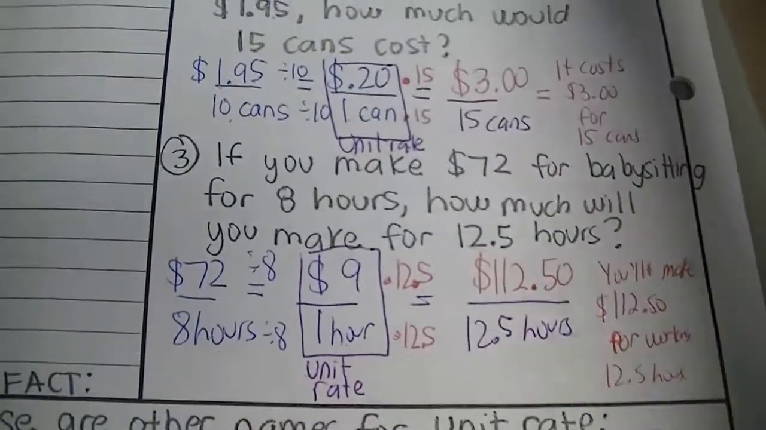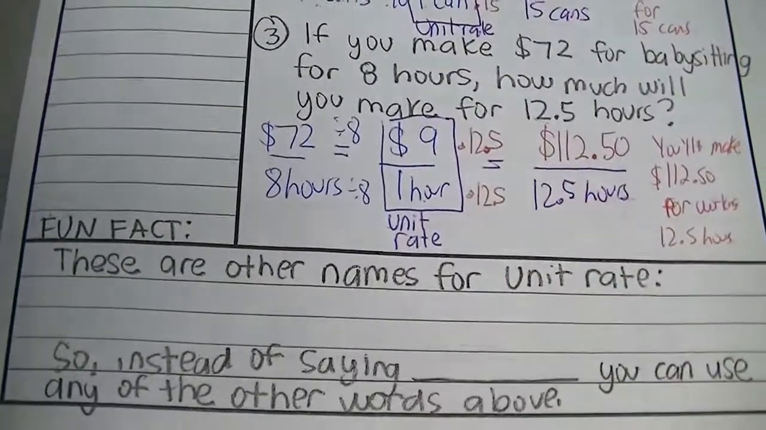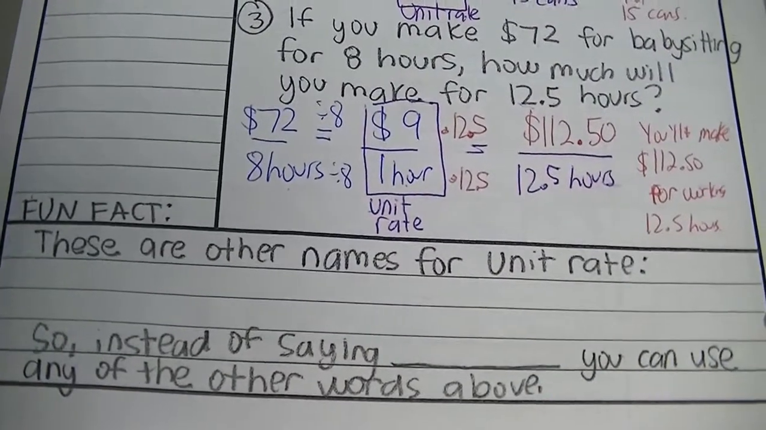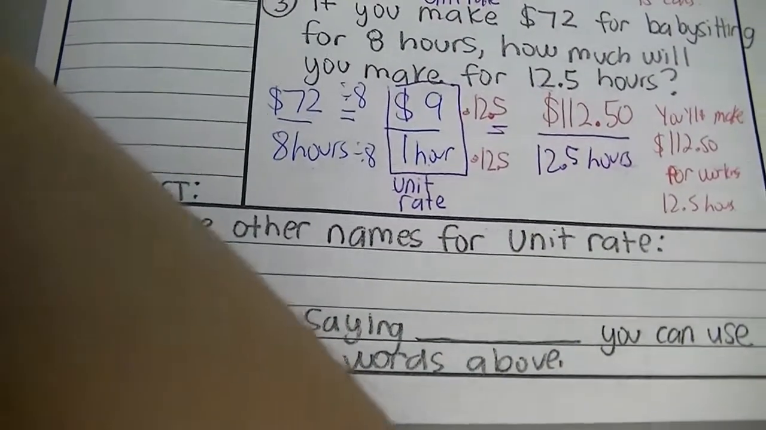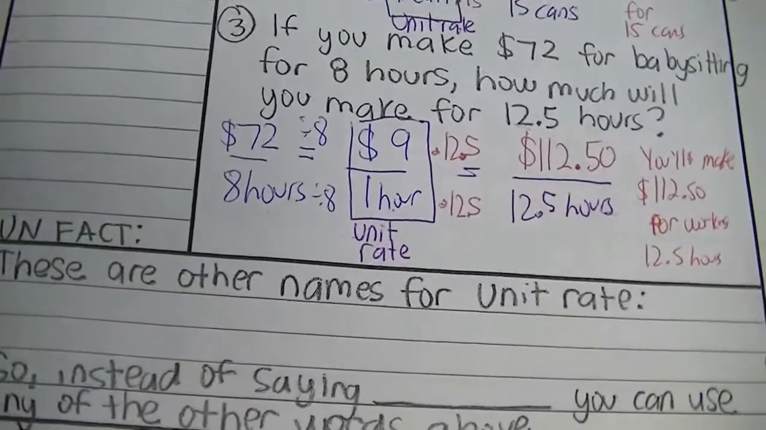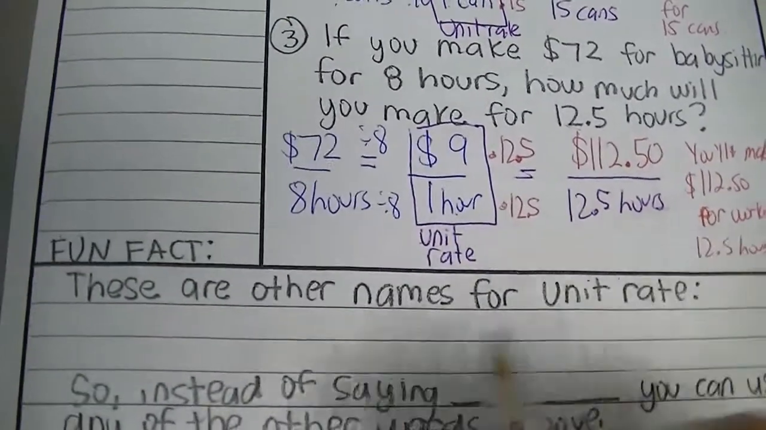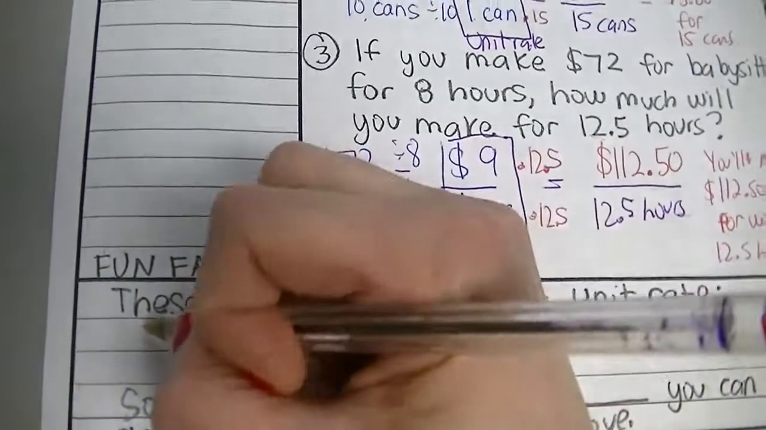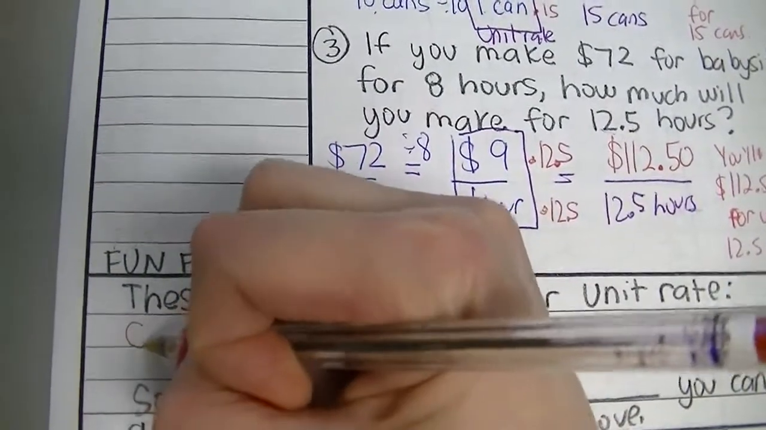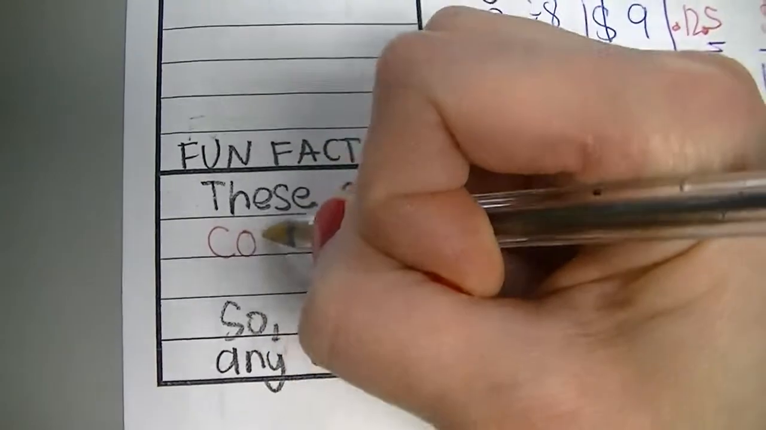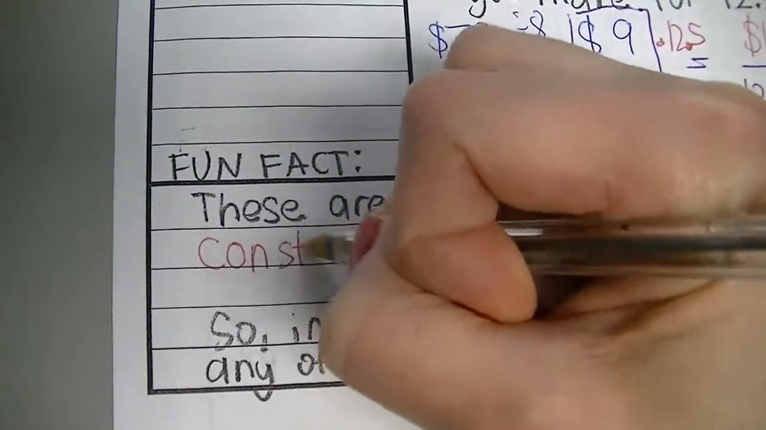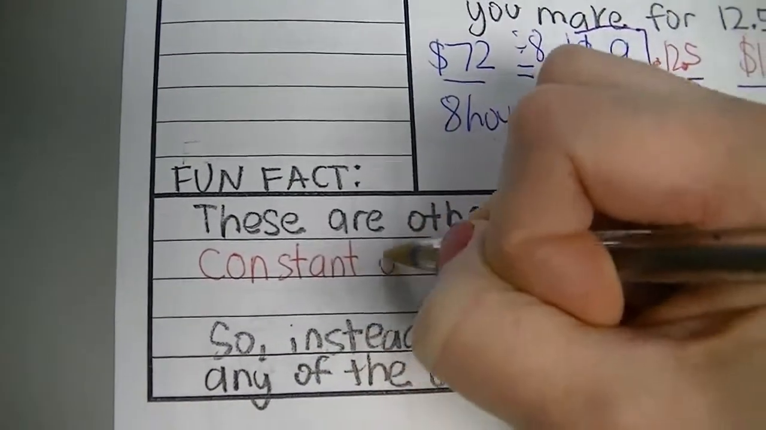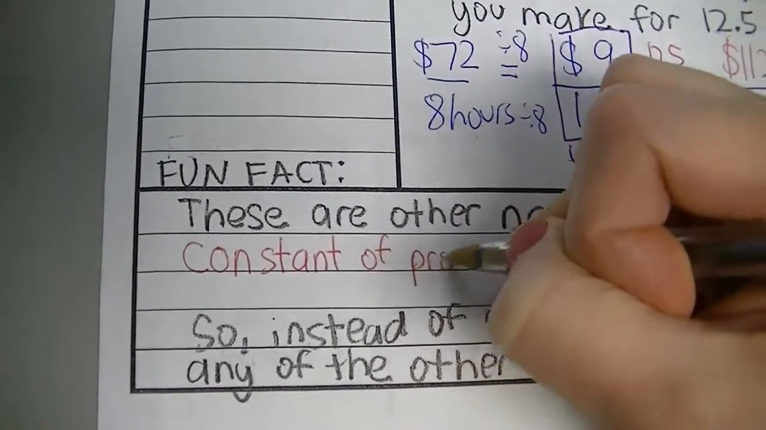Okay, so for your summary, I want you to write down this fun fact. These are other names for unit rate, and yes, you're going to be seeing them in the future, so it'd be a good idea to memorize these, okay? These are other names for unit rate. So instead of saying unit rate, I can say something called constant of proportionality. And yes, your book will use that, so memorize that. Constant of proportionality.